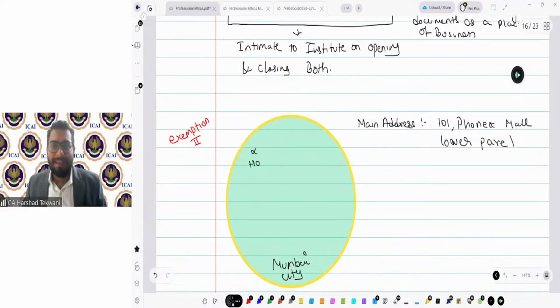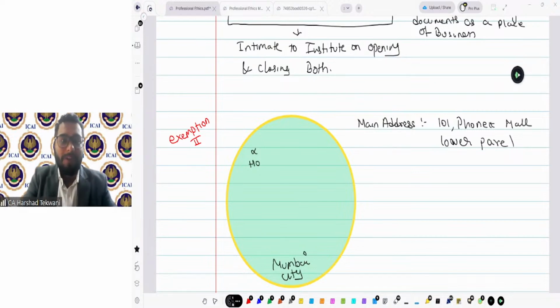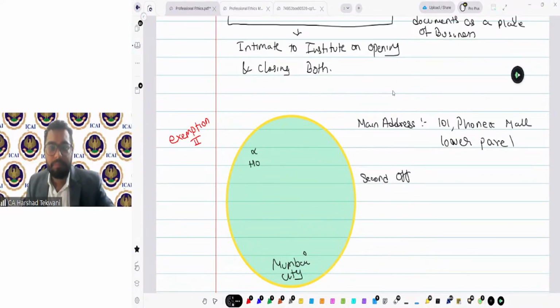Fine. Now, if that is the scenario, that one office is there, and if I want to open another office within the same premise, let's say, for example, a second office, whose address will be, let's say, 201 or 301. 301 Phoenix Mall.